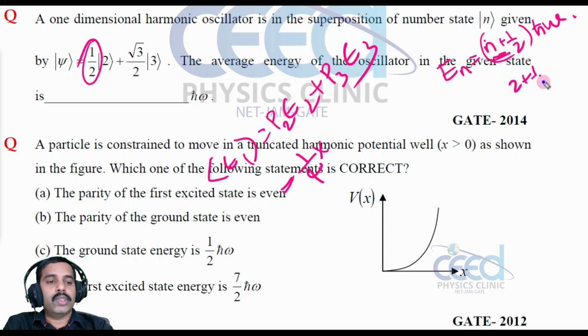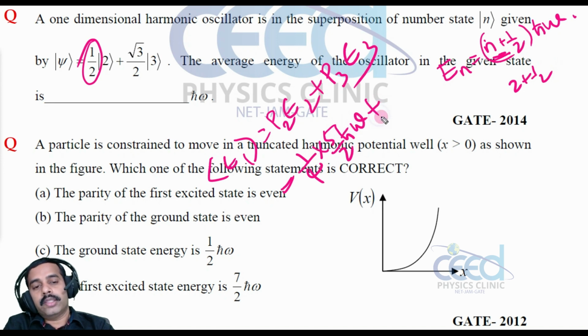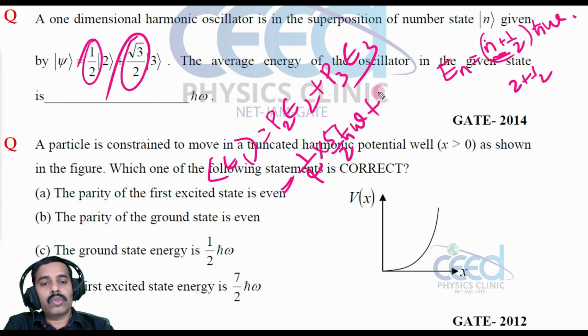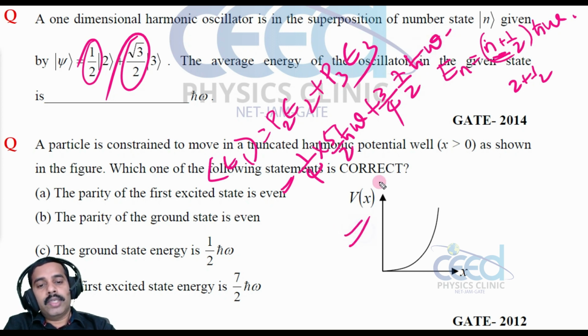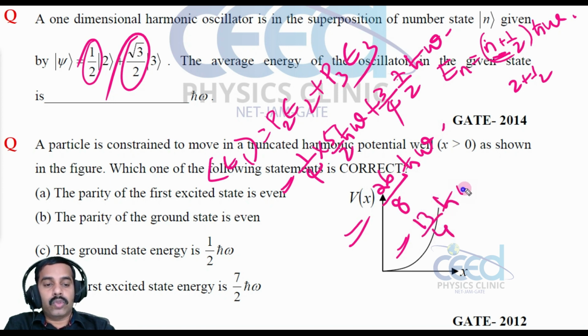2 plus 1 by 2 h cross omega, that is 5 by 2 h cross omega, plus P3, that is root 3 by 2 the whole square, that is 3 by 4 into 3 plus 1 by 2 h cross omega, that is 7 by 2 h cross omega. So let me take this 8 common, and here 3 into 7, 21, 21 plus 5, that is 26 h cross omega. So 26 by 8, that is 13 by 4 h cross omega.